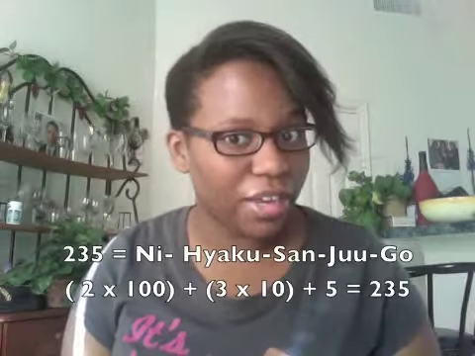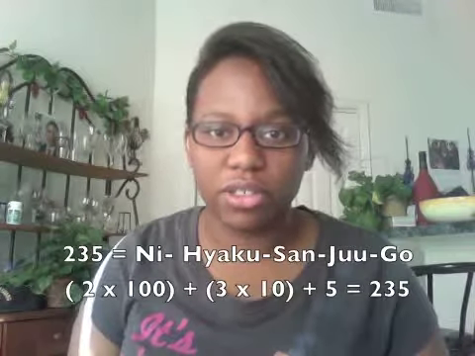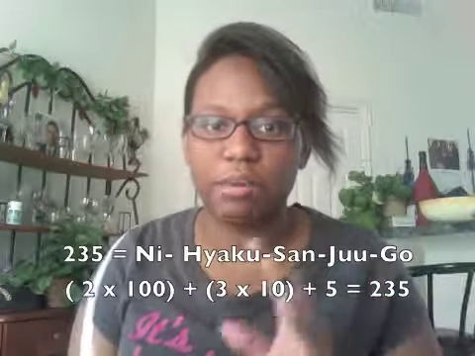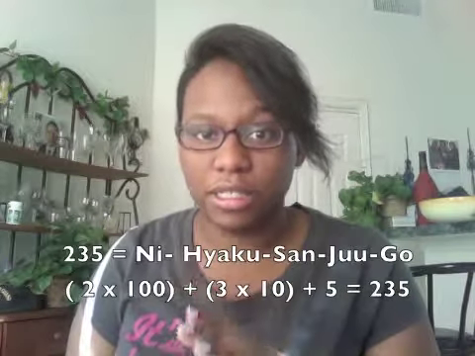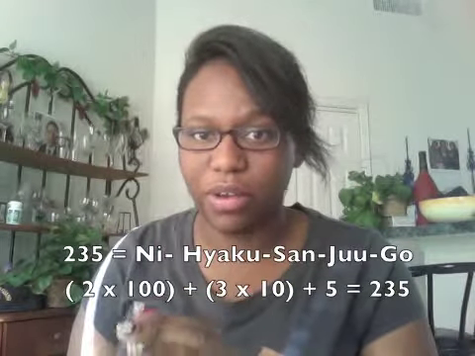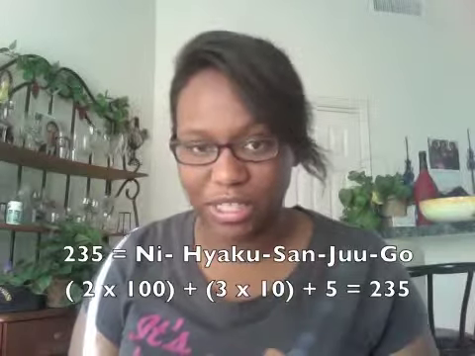But say you wanted to say something like 235. Ooh, you think that's a little difficult. It's not. So again, it's the same beginning. So ni hyaku, san ju, go. That's it. You just add the 5 onto the end. So you see how the concepts build.